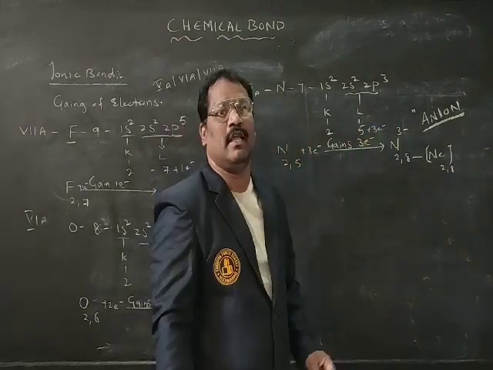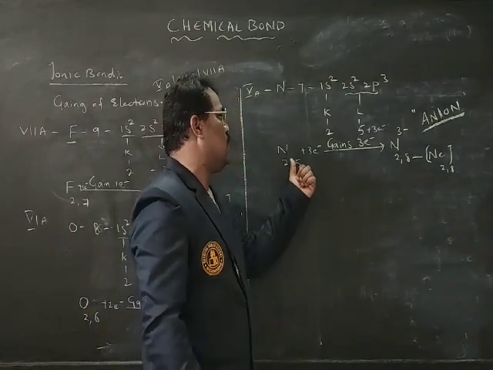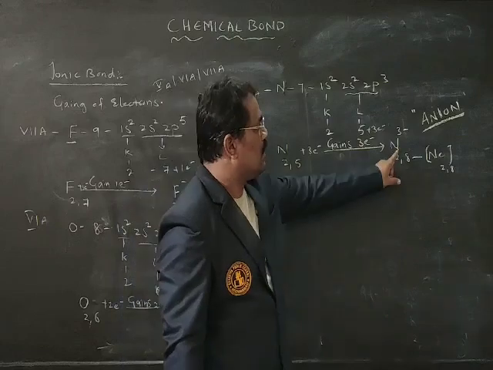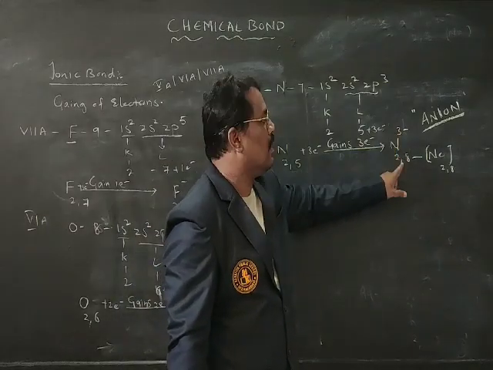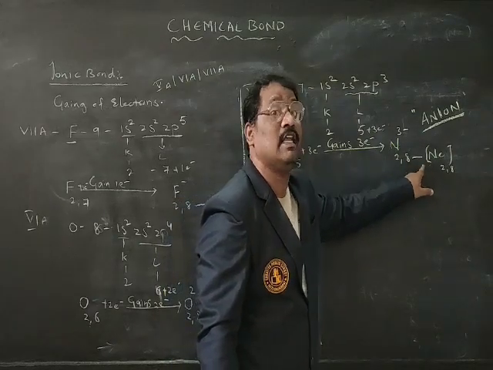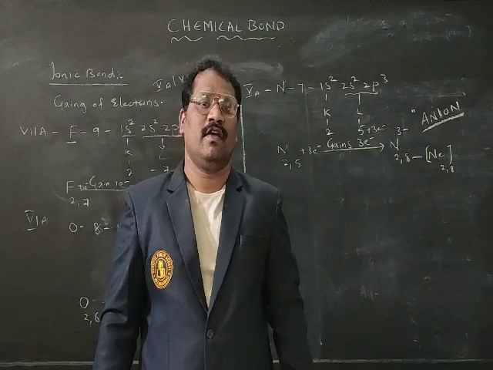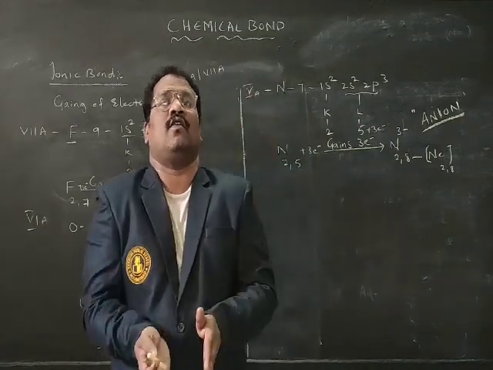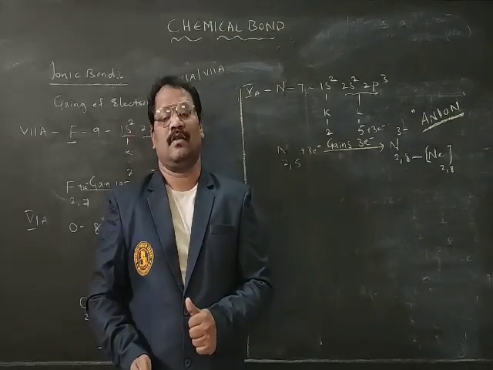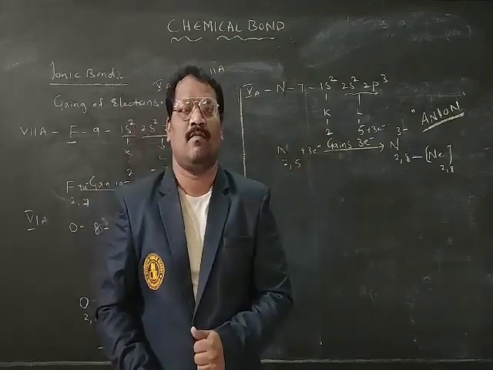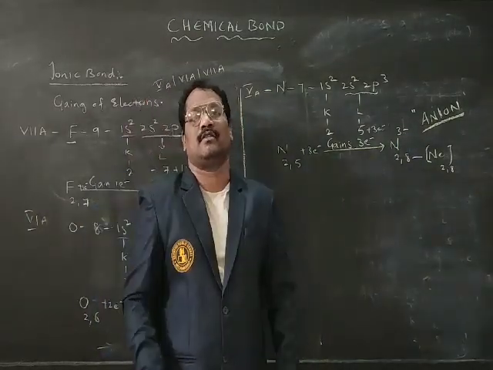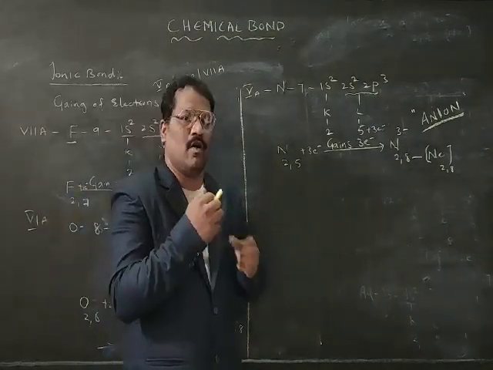To attain stability, this nitrogen element is gaining 3 electrons to form a nitrogen 3 minus ion with electronic configuration 2, 8, which is equal to the neon electronic configuration. So, what does ionic bond mean? It is the electrostatic force of attraction formed by transferring electrons, either by gaining electrons by an atom or losing electrons by an atom. That bond is called an ionic bond.